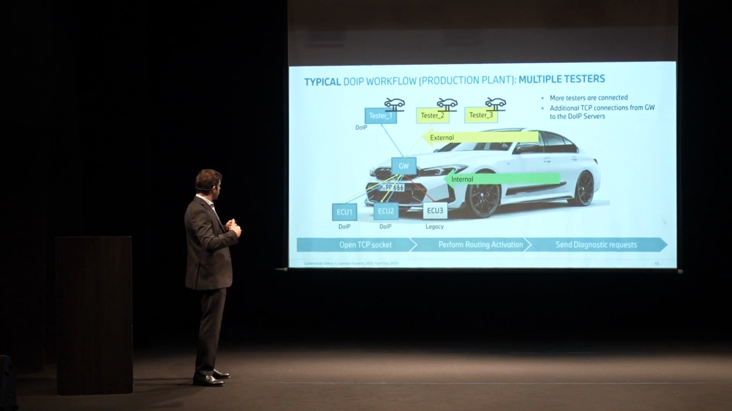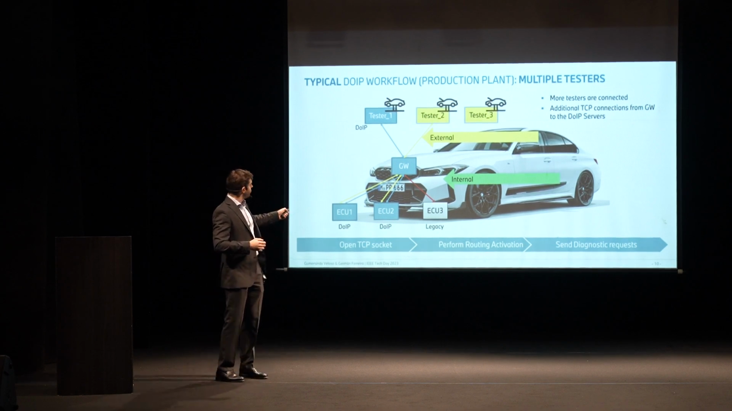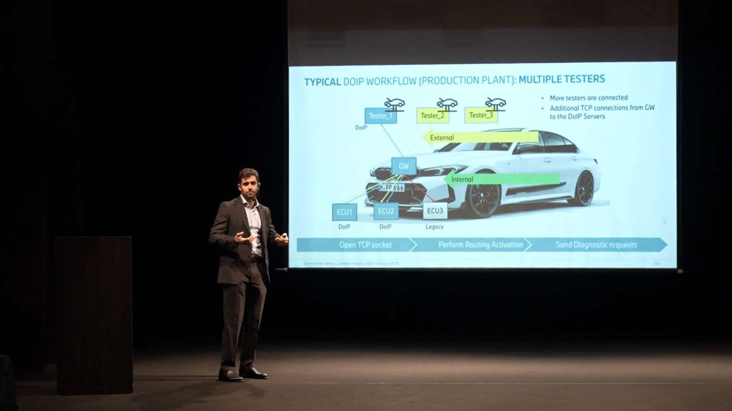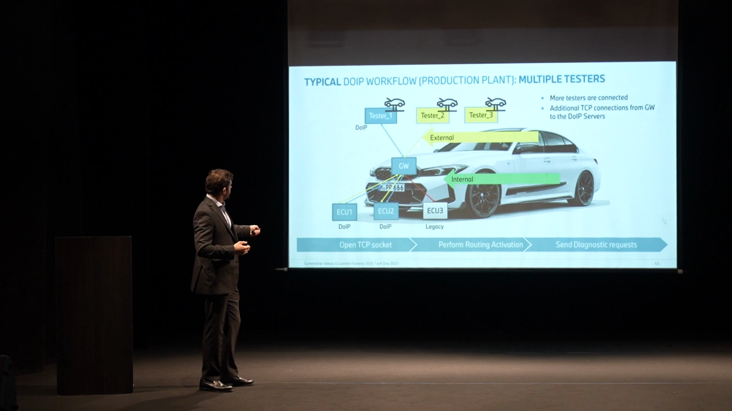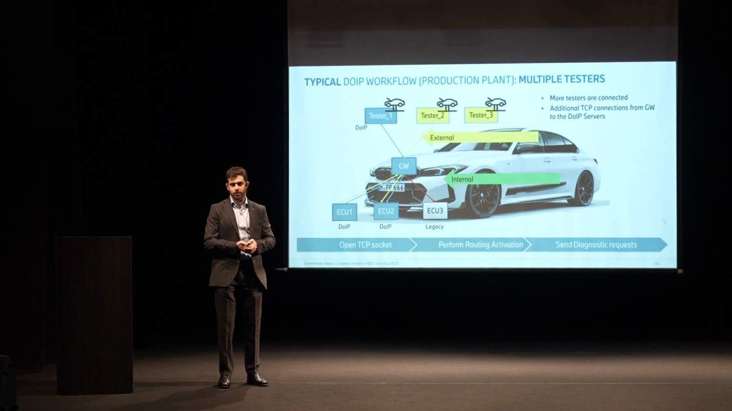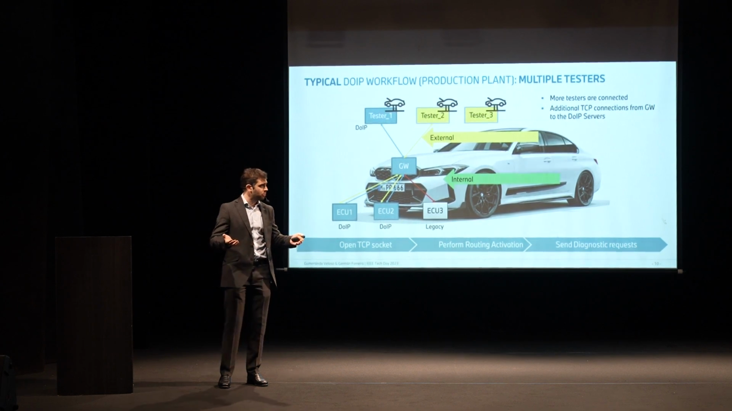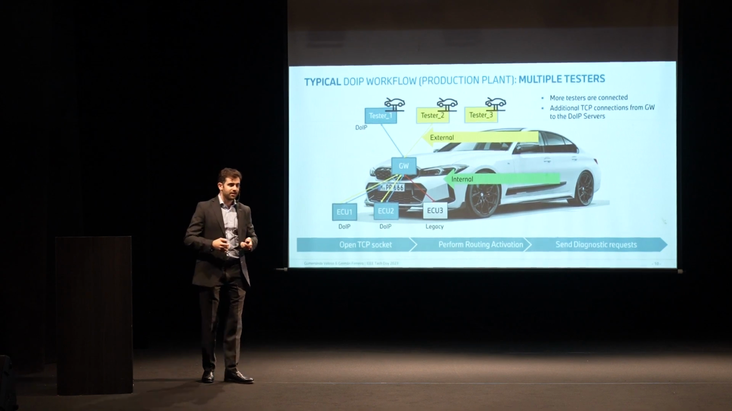So now, what's the situation here? Additional testers will need to open their own TCP connection against the gateway and perform their routing activation. And moreover, the gateway will need to do the same against the ECU. So it will also have to open a TCP connection and perform the routing activation. And you might think, okay, so what is the problem with this? Let's escalate the situation.